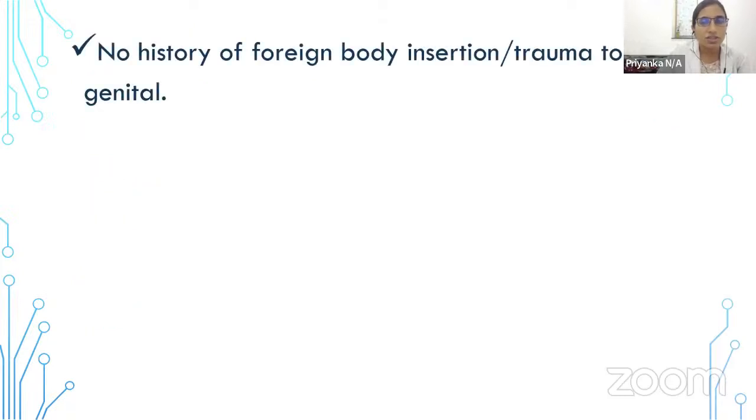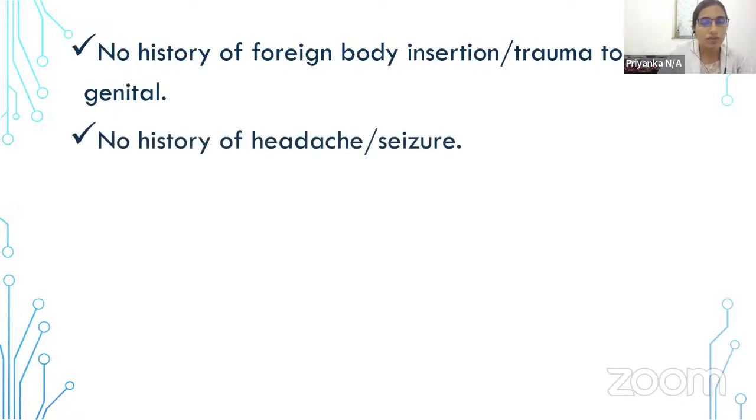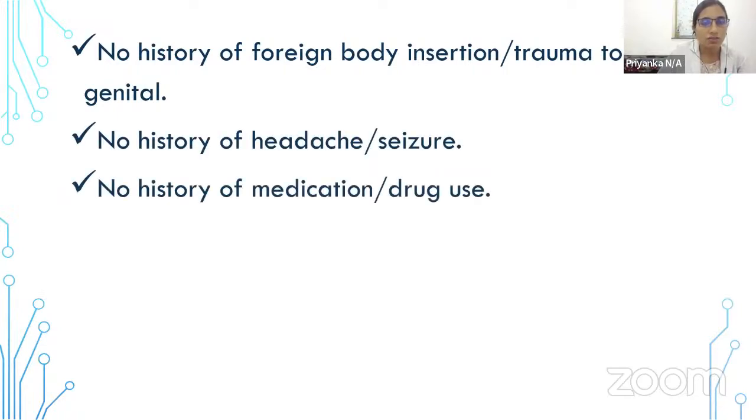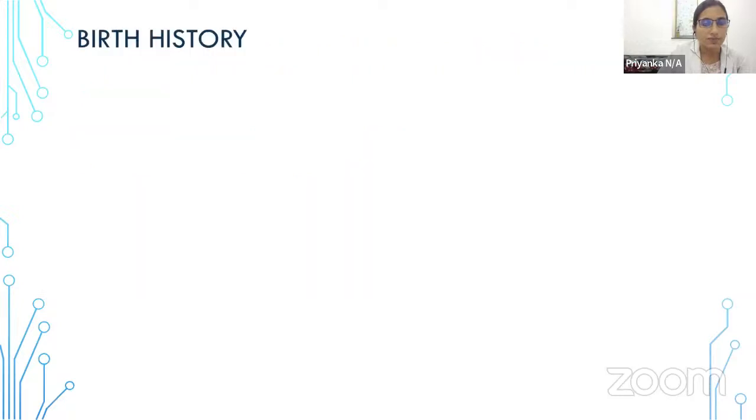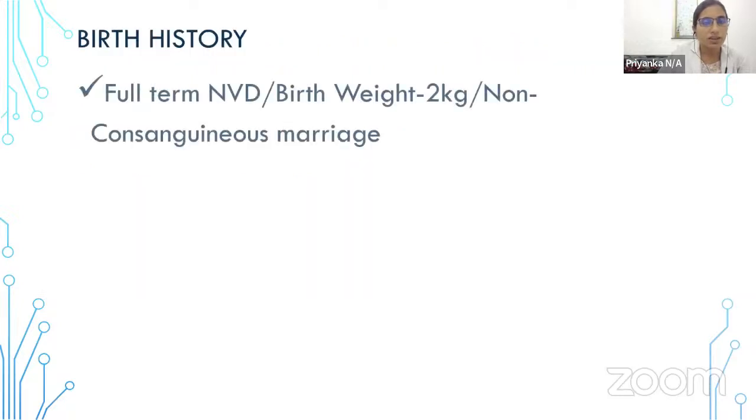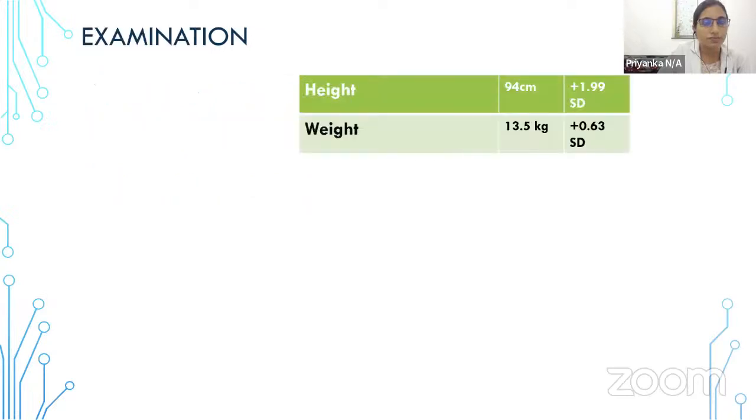There was no history of any foreign body insertion or trauma to genitals. There was no history of any headache or seizures. There was no history of any medication, drug use, or any bony abnormalities or skin lesions. Birth history: she was a full-term normal vaginal delivery. Birth weight was 2 kg, non-consanguineous marriage, and she had normal milestones.